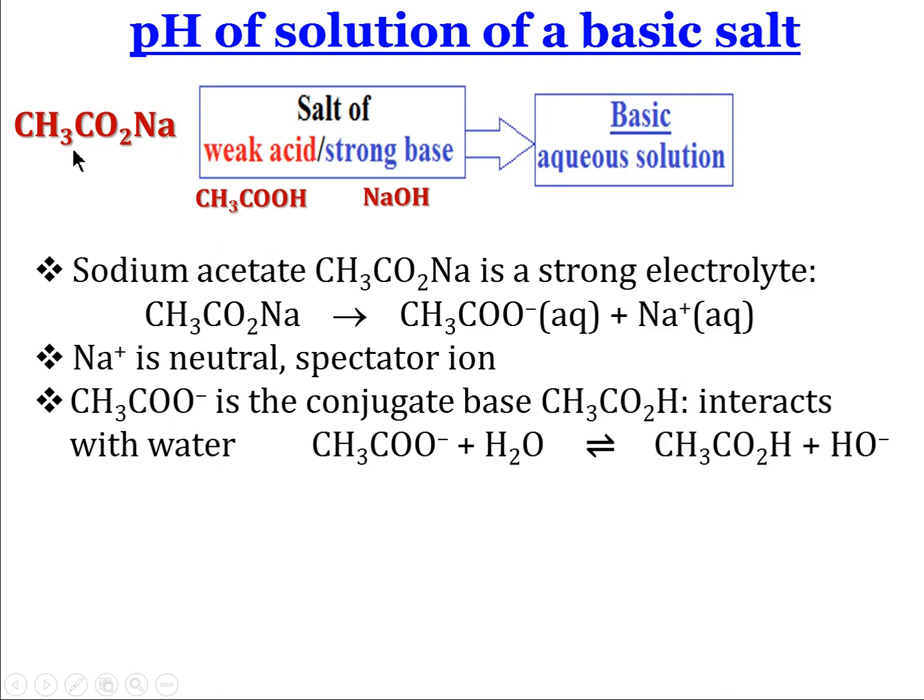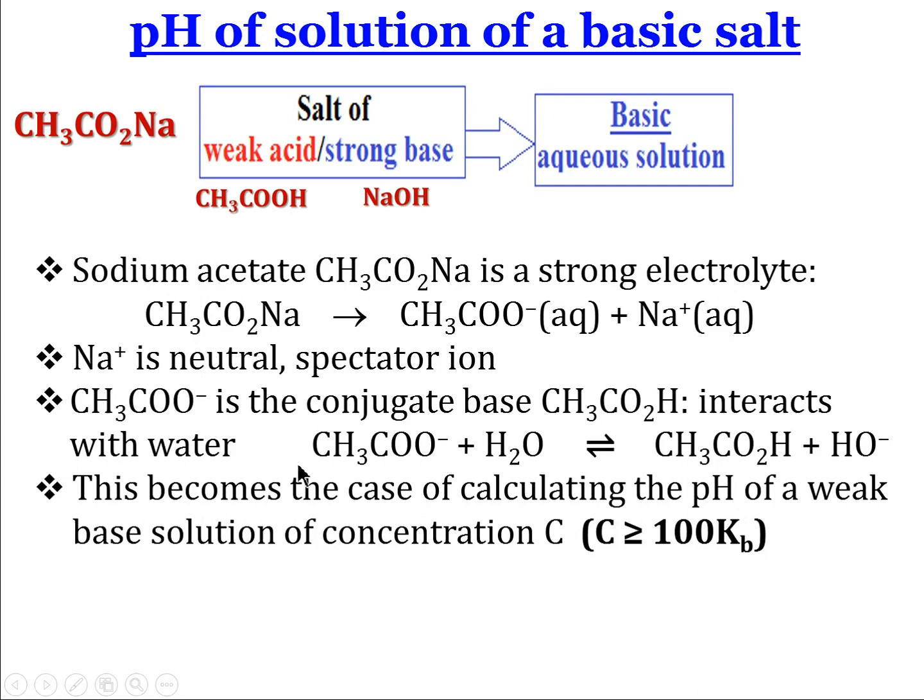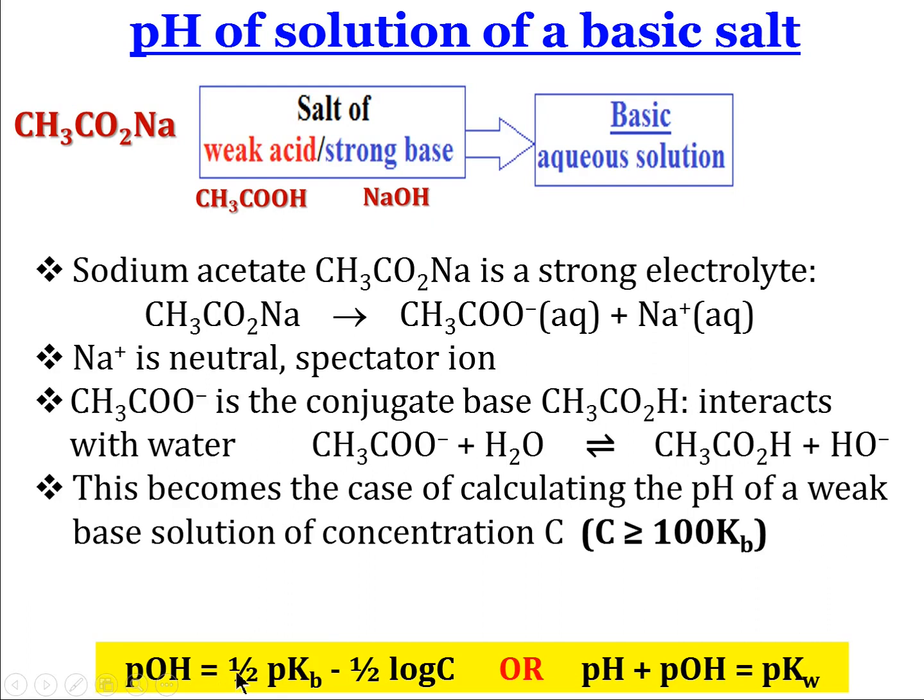The pH of the salt solution CH3COONa is therefore equivalent to the pH of the weak base CH3COO-, and we return to the pH formulas of the weak base where we have three domains. We compare the initial concentration of acetate with respect to Kb. If the initial concentration is greater or equal to 100 Kb, the formula applied is pOH equals half pKb minus half log C, then we deduce the pH of the solution, where pH plus pOH equals pKw. If we find, for example, that the initial concentration of acetate is not greater or equal to 100 Kb, we have to solve the second degree equation.